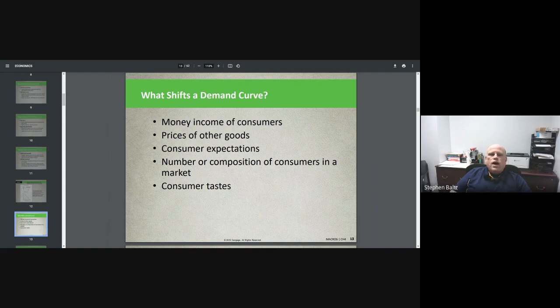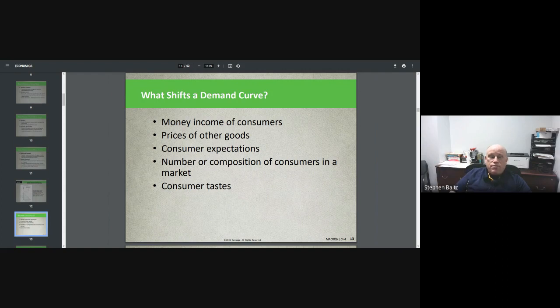Okay, so again, money income of consumers. It should seem logical to you that if consumers have more money to spend, then demand for all normal goods is going to increase. So that means the demand curve for all normal goods is going to shift to the right.